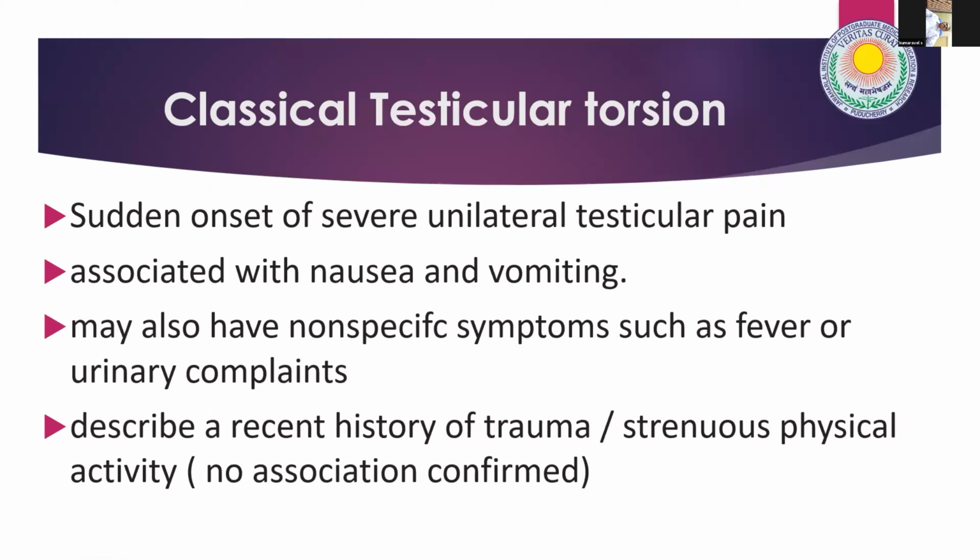So, what is classical testicular torsion pain and symptomatology? We usually see severe unilateral testicular pain, can be associated with nausea and vomiting, and may have non-specific symptoms also to confuse us, and they may also give history of minor trauma or some physical exercise even though no association has been confirmed.